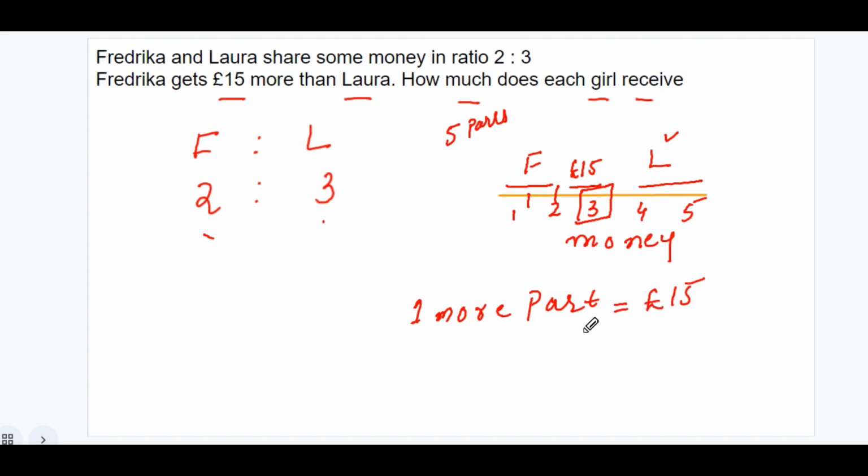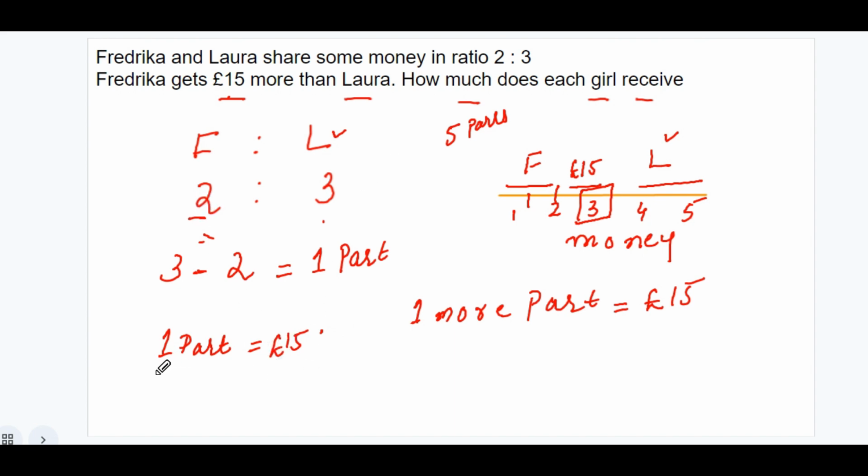Understand or not? The other way we can do that: Laura has 3 parts and Federica has 2 parts. So how many more parts does Laura have? That would be 3 minus 2, which gives you 1 part. So 1 part is equal to £15, right? 1 part is equal to £15. So what will be the amount of 2 parts?